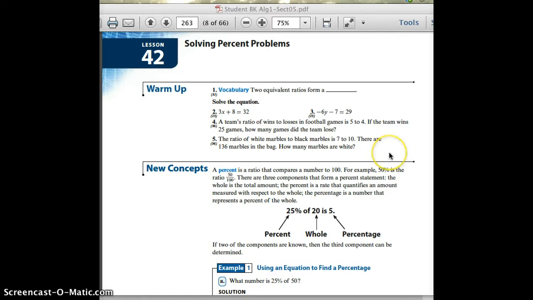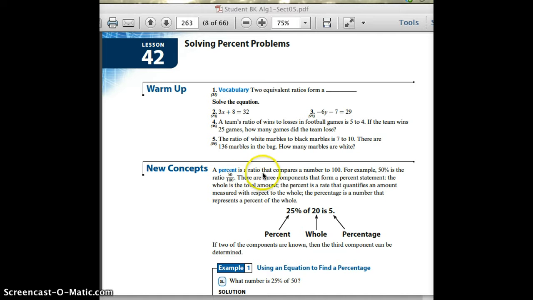Okay, algebra class, this is lesson 42, solving percent problems. And I must admit, you guys must be excited to see this lesson because this is not complicated. Okay, you guys can do this. All right, no problem at all.